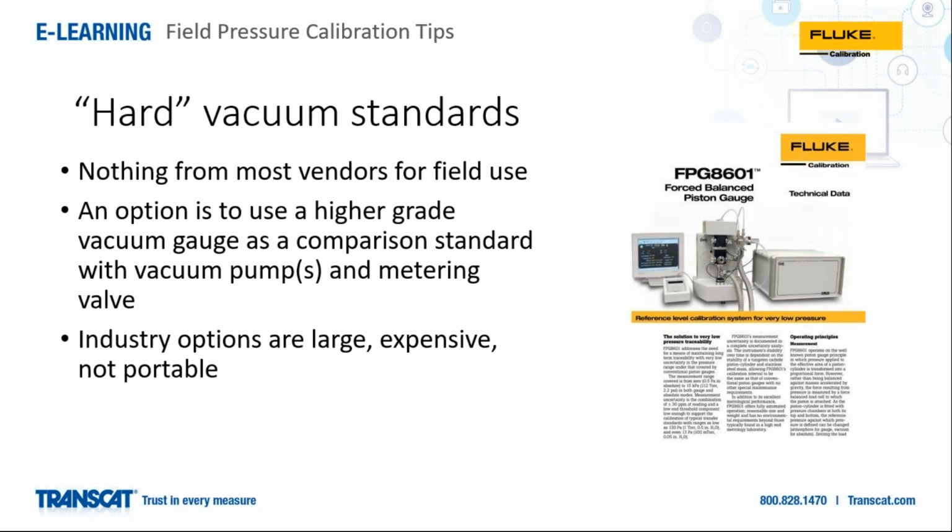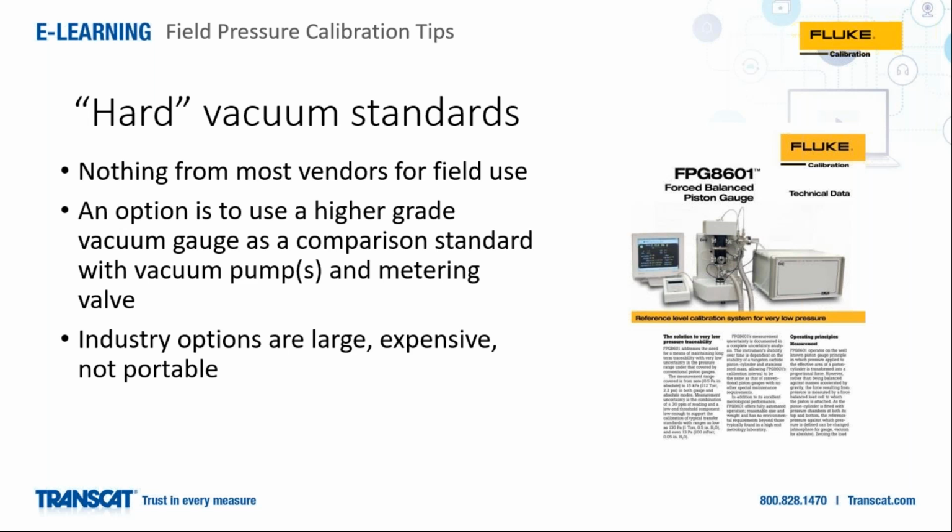Unfortunately here for standards, there's really nothing for hard vacuum for field calibration. An option that I've talked about with several customers, unfortunately not having anything to sell them, is a higher grade vacuum gauge used as a comparison standard, and then vacuum pumps and a metering valve to set points. Sort of a clunky way of doing it, but for something that you can throw in the back of a van, that's kind of it.